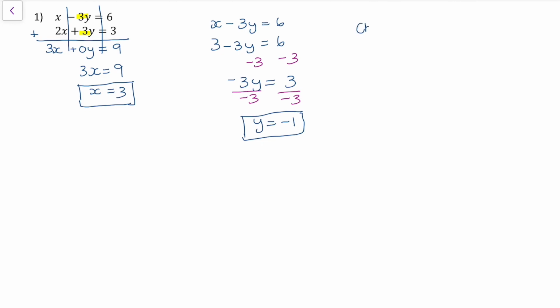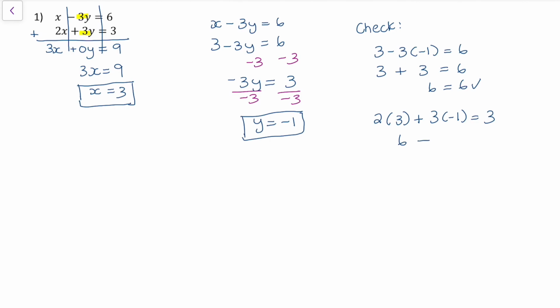And finally, I'm going to do a check to make sure that I've done it correctly. So I get 3 minus 3 times negative 1 should be 6. 3 plus 3 equals 6. So 6 equals 6. It works in my first equation. And 2 times 3 plus 3 times negative 1 equals 3. 6 minus 3 equals 3. So 3 equals 3. Works in my second equation. So you can see how, depending on the situation, elimination might be a little bit quicker than using substitution.